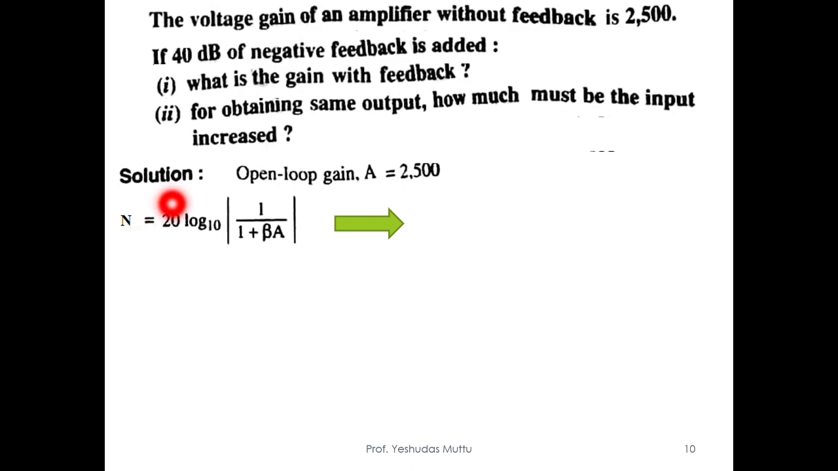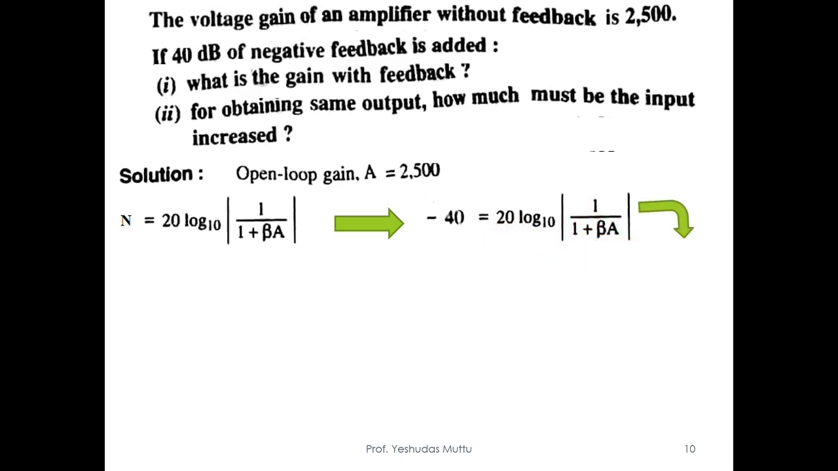Now what are you going to substitute N as? N is given over here as 40 dB. So 40 dB you are not going to substitute as 40 directly. You are going to substitute it as minus 40. Now why minus 40? Because it's a negative feedback, and for negative feedback it has to be negative. You cannot simply take this value and substitute. Fine. So that is the reason you put minus 40 over here, equal to 20 log to the base 10 of 1 upon 1 plus beta A.